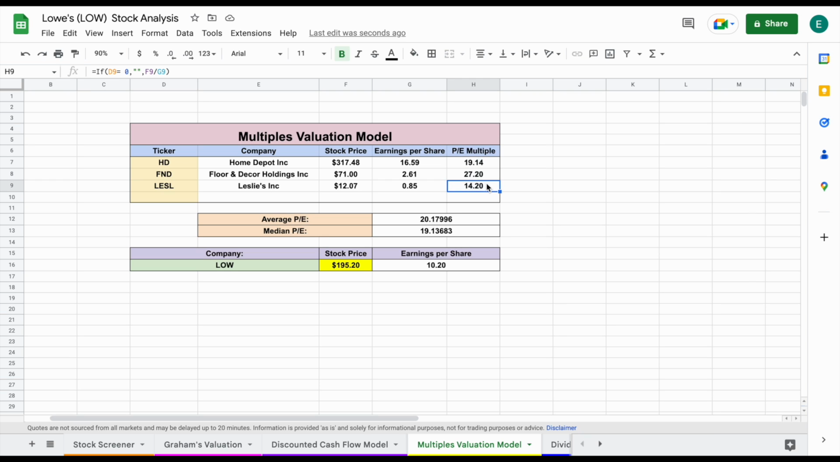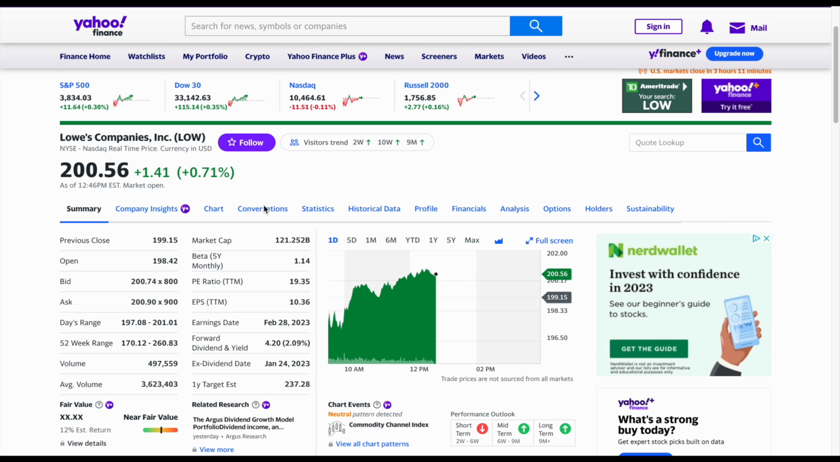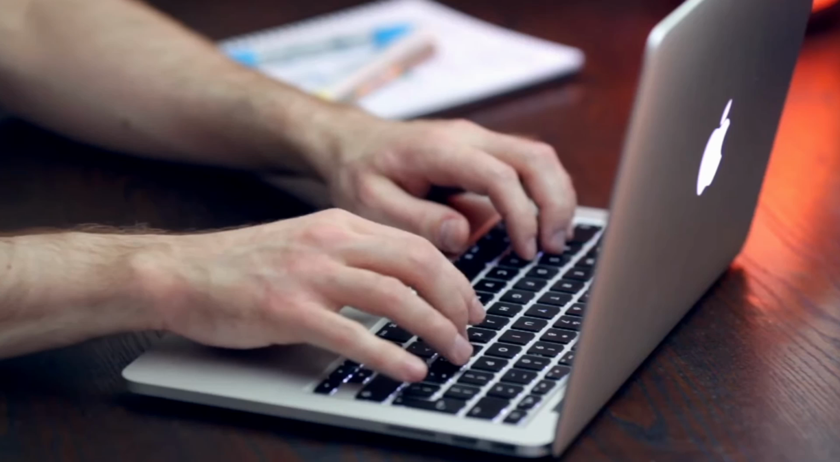earnings multiple. Now, essentially what we're going to do with this is we're going to take the average price to earnings multiple, we're going to multiply it by Lowe's earnings per share, and once we've done that, congratulations, you've just performed your first intrinsic value calculation. We can see according to this valuation model, Lowe's is currently worth about $195.20 per share. Now, when you compare that to the current trading price, you can see it is very close at $200.56 per share.